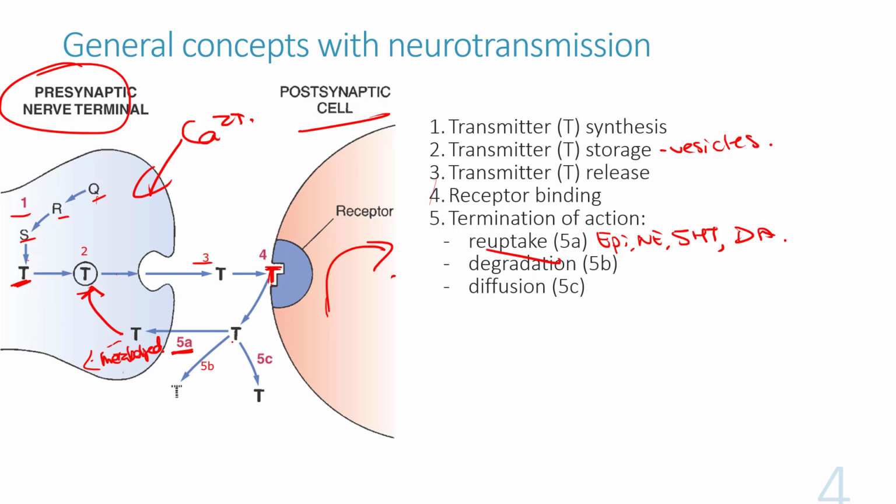The second option for termination of action once the transmitter is released from the receptor is it undergoes enzymatic degradation. So an example of a neurotransmitter that undergoes metabolism right at the synaptic cleft is acetylcholine, right? And then a third possibility is it basically just diffuses away, and as it leaves the synaptic cleft, there's less chance of it binding to receptor and then having an effect.